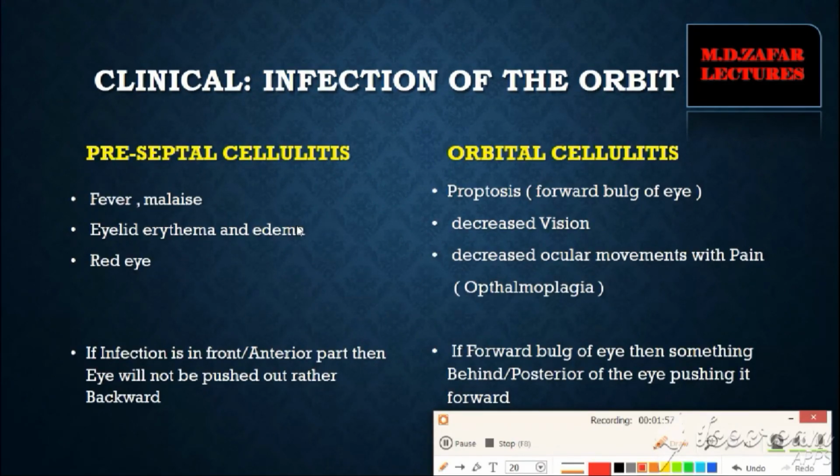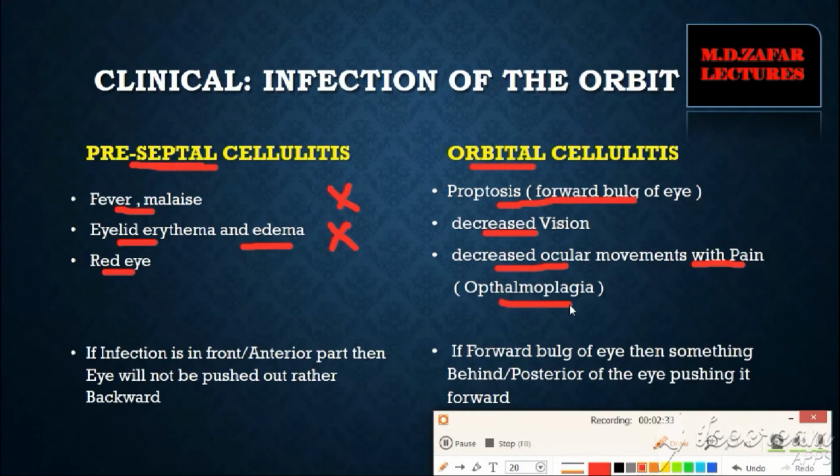Now, further, we will talk about the signs and symptoms present in these infections. In preseptal cellulitis, there will be fever and malaise, eyelid erythema and edema, and redness of the eye. There are three primary features which differentiate orbital cellulitis from preseptal cellulitis: proptosis, which is the forward bulge of the eye and is absent in preseptal cellulitis; decreased vision, which is again absent in preseptal cellulitis; and decreased ocular movement along with pain, known as ophthalmoplegia.